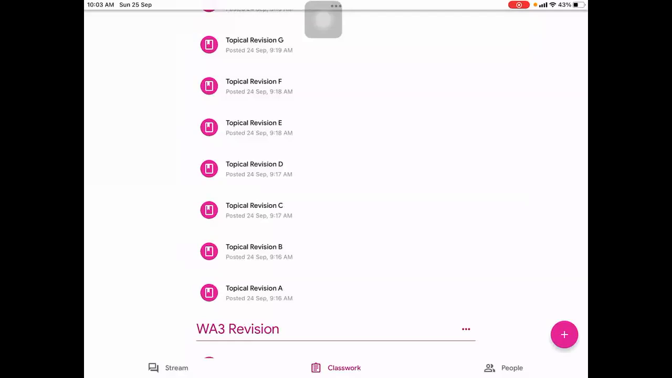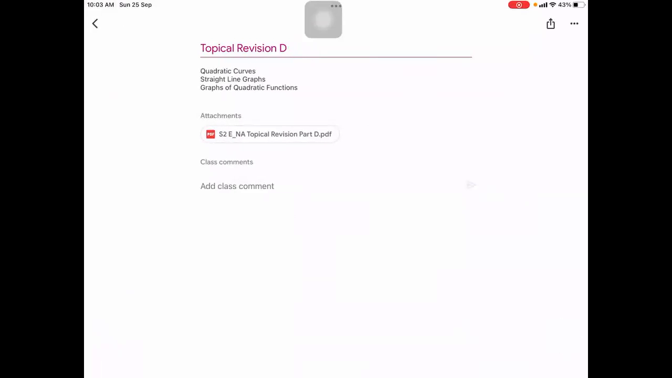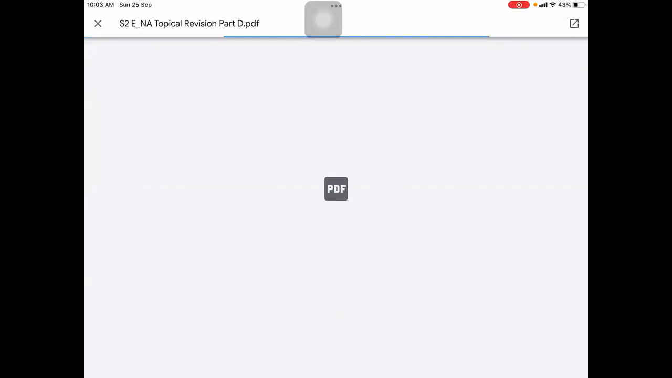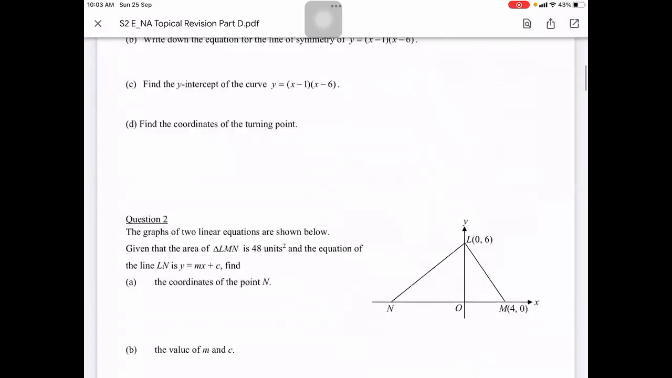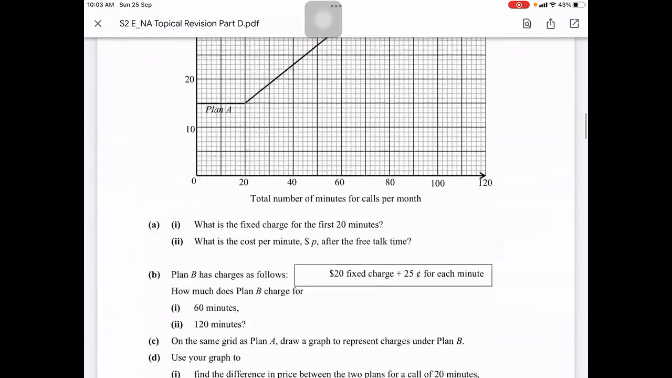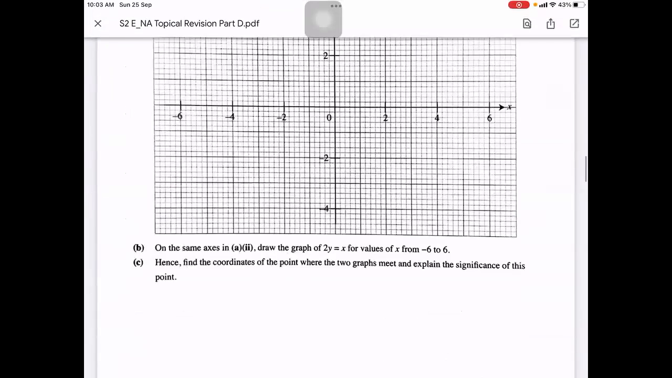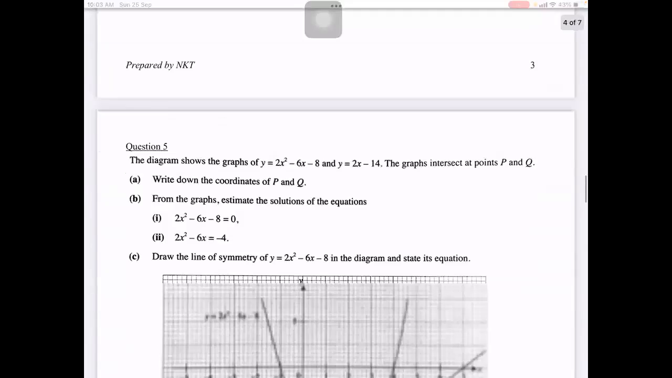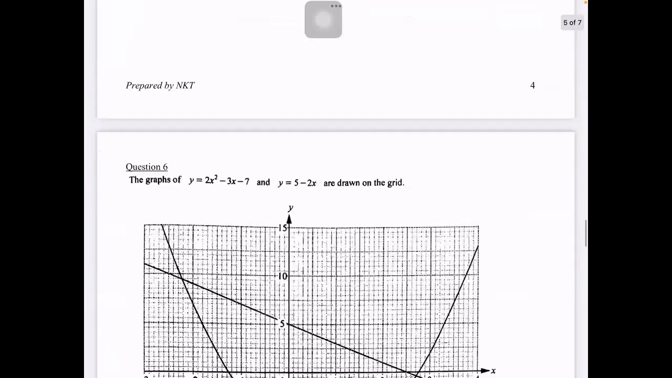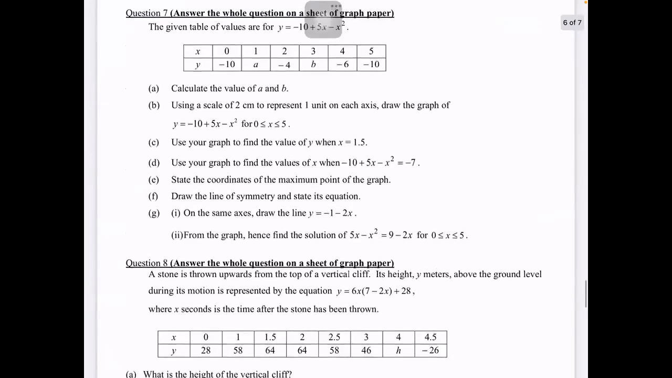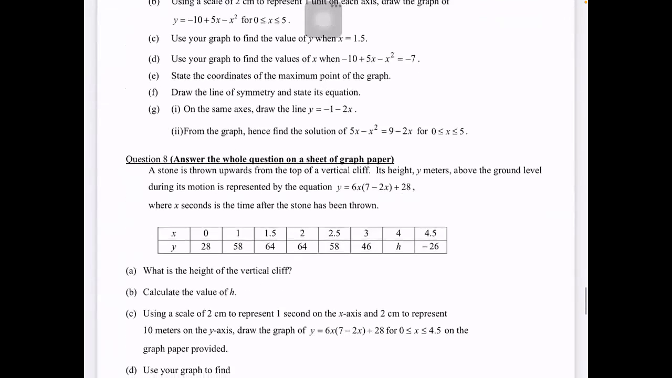I just want to quite quickly go through topical 10. This one is all on the quadratic graph, and drawing of straight line graphs, which I think may not be tested because most likely they'll test more on quadratic graphs, which are these two questions, question 7 and question 8.